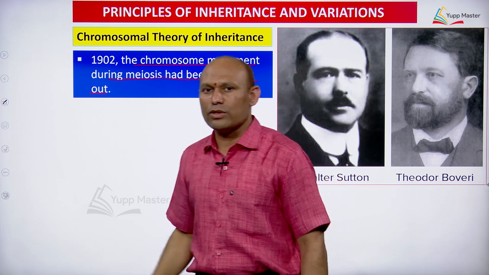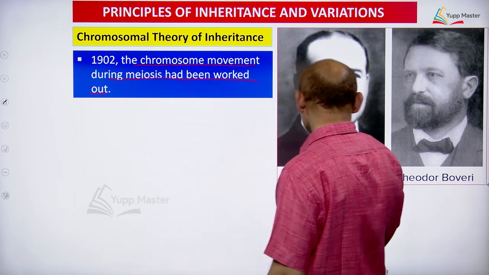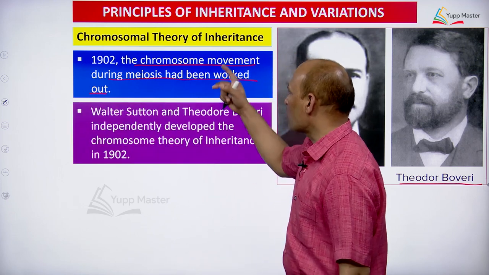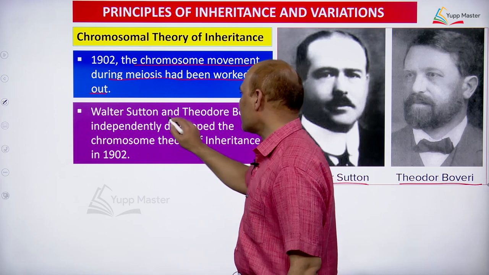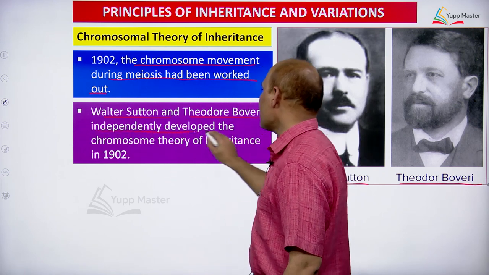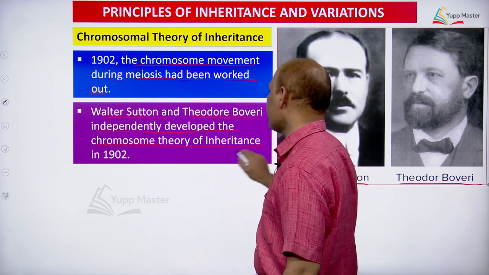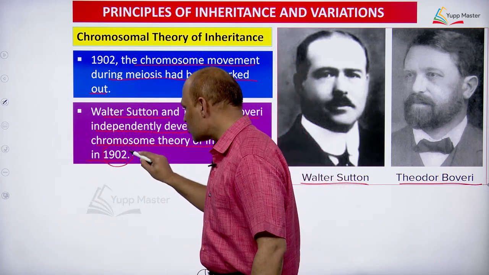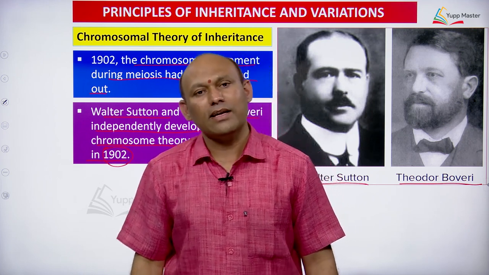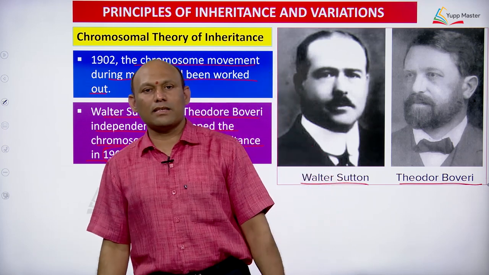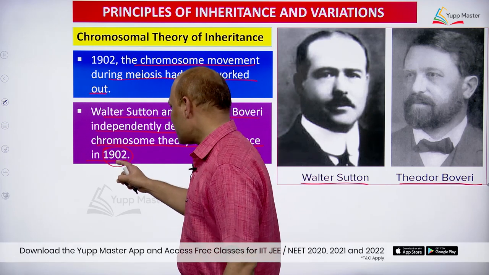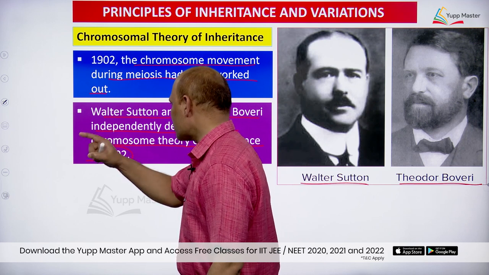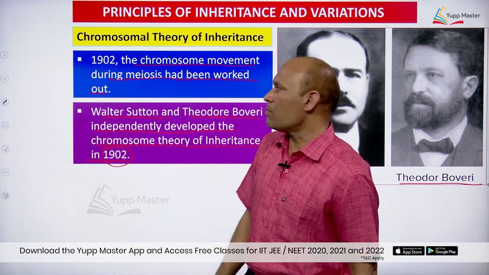These are very great people, two scientists: Walter Sutton and Theodore Boveri. They independently proposed the chromosomal theory of inheritance in the year 1902. Dear students, you have to remember this year also, as there is a possibility they may ask a question on the year itself. In which year was the chromosomal theory proposed by Walter Sutton and Theodore Boveri? 1902, independently by these two scientists.